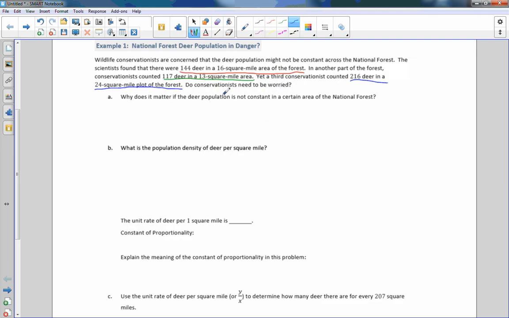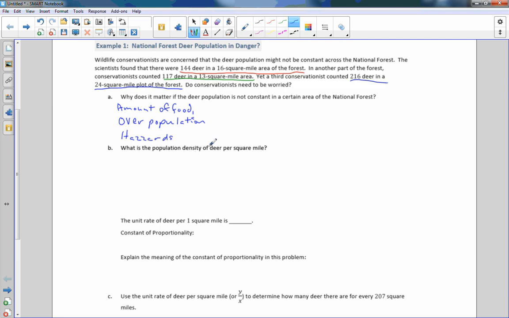So A says, why does it matter if the deer population is not consistent in certain areas of the national forest? Okay, so we discussed this in class, and there are many possible theories. Amount of food, that's one. Overpopulation. Hazards. You know, how many roads go through that area? Deer often cross roads. Deer often get hit by cars. There's all kinds of other issues. Foresting, cutting trees down, that sort of thing. So just list a bunch of things that would make the population not constant is what that is saying.